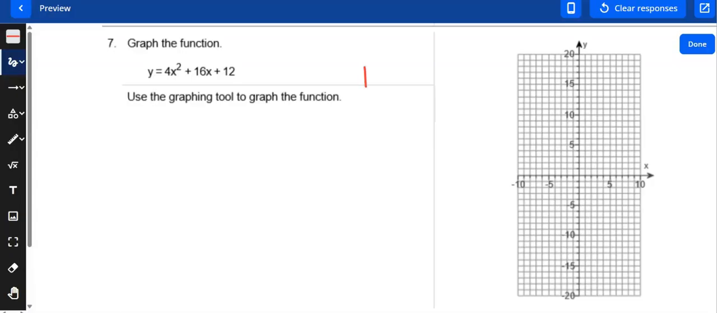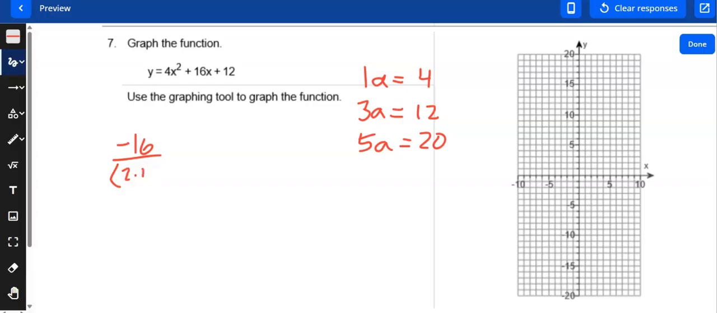All right, if we do the same thing, we've got a 1a value of 4, a 3a value of 12, and a 5a value, which may not show up on this graph, of 20. Okay, so opposite of b over 2 times a. Negative 16 over 8 is negative 2. And using those parentheses, if you're typing this on a calculator, is useful.